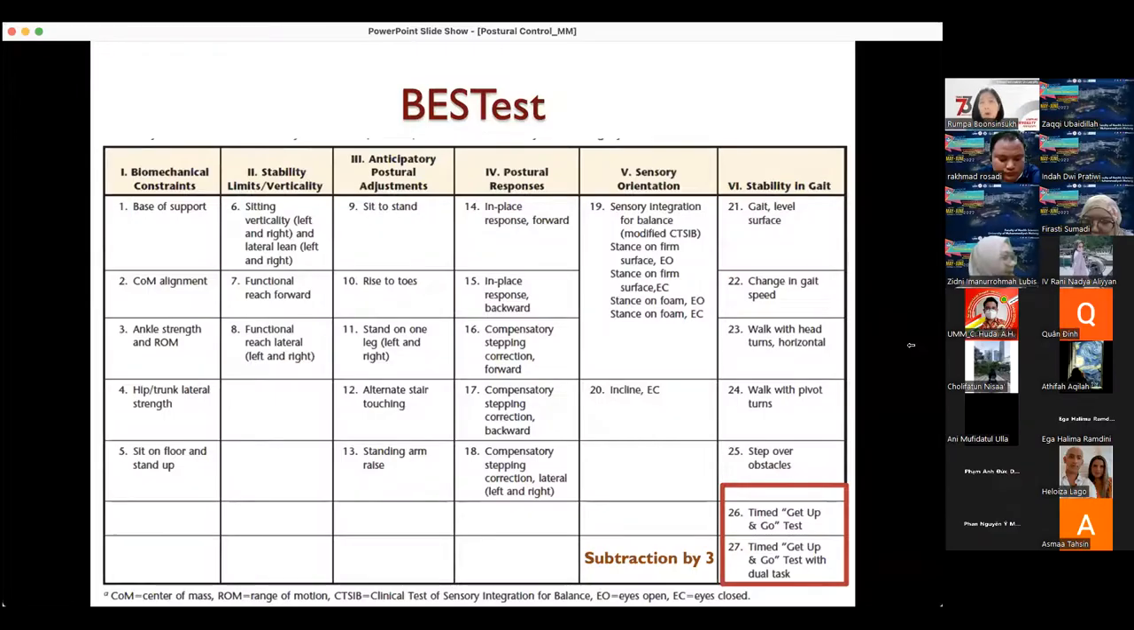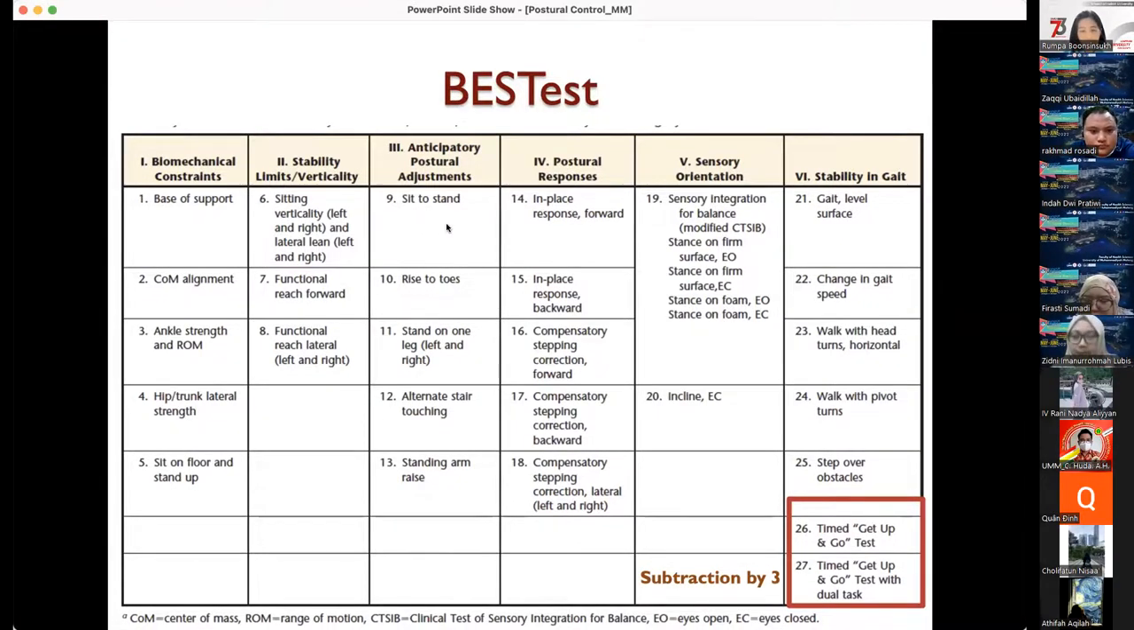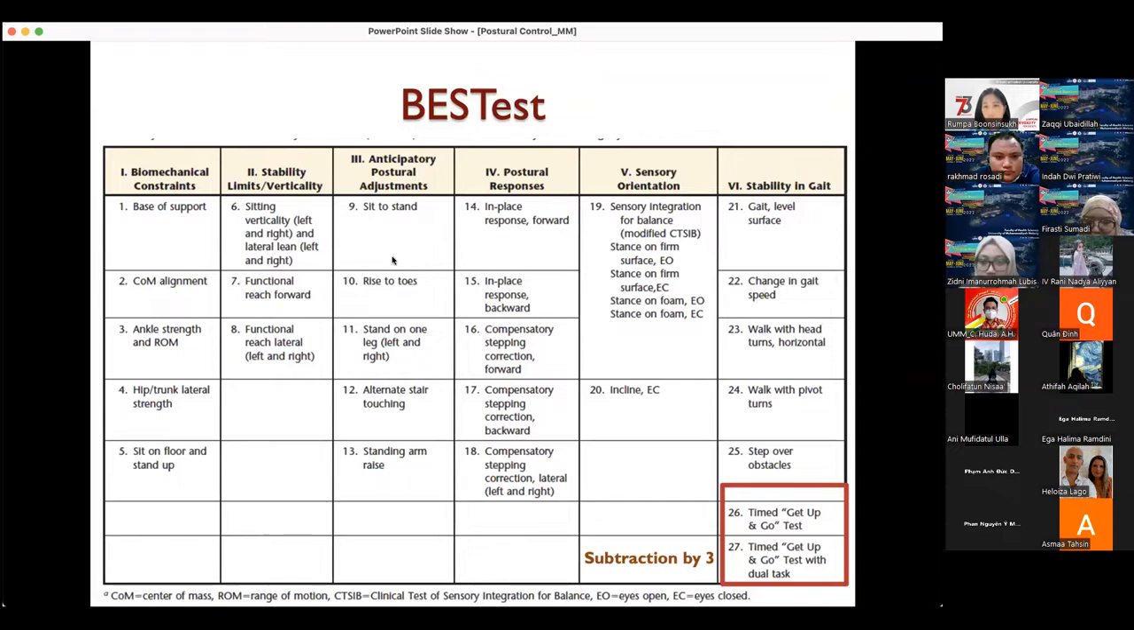Now, if you look closely at the items of the BESTest, the items are not dangerous. It consists of items that we usually use in our physical therapy setting. For example, functional reach test here, reach forward, reach lateral, sit to stand, rise to toe, stand on one leg. So these are the items that we use when we want to challenge the balance of our patient. But of course, with the limit that you have a belt, you have something for fall prevention.